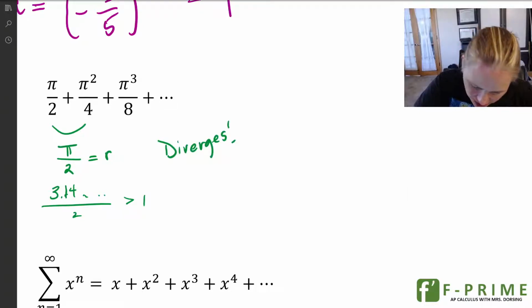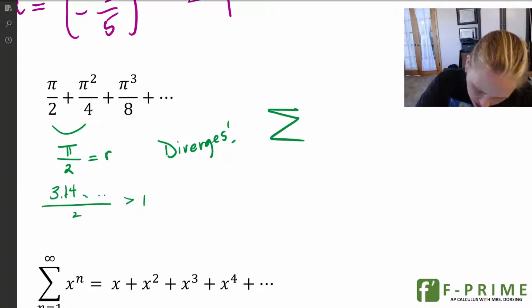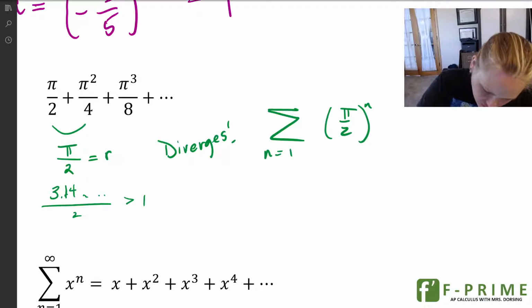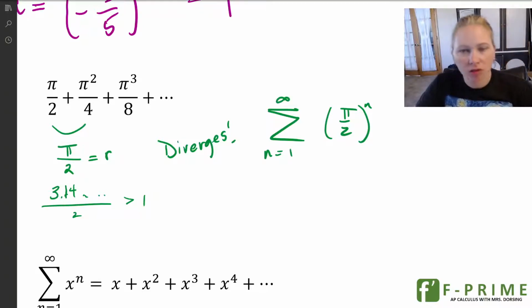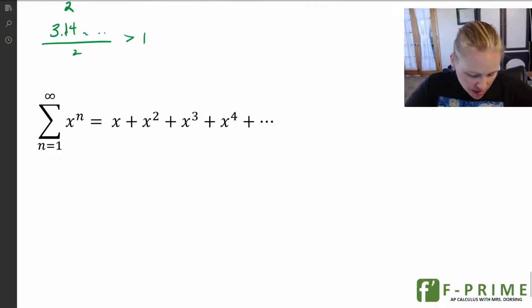And if you wanted to test it, you would plug it in like this. You'd say, well, it's pi over 2 to the nth power, n equals 1 to infinity. That's what you'd plug in, and you could find your partial sums. This is going to add up to an infinite quantity. Last but not least, let's take a look at this one.